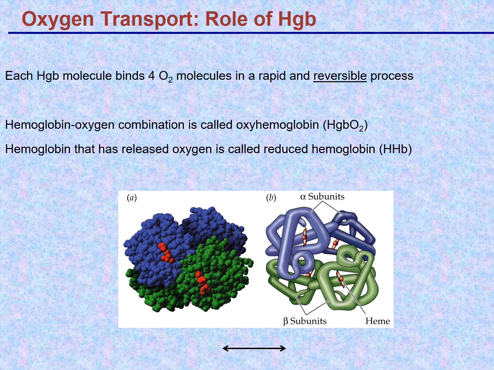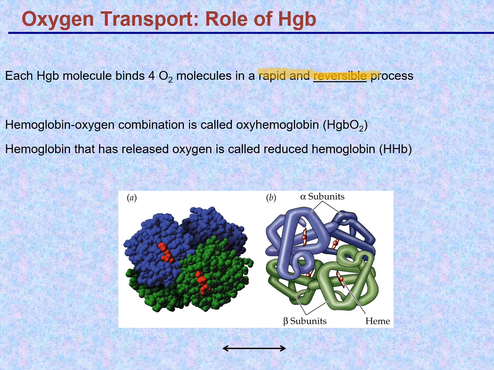Now, the unusual thing about hemoglobin is it has 2 jobs. It needs to be able to take up oxygen, but it also needs to be able to release oxygen. So it has to do binding of oxygen. It has to be reversible, very rapid reversion of the process.